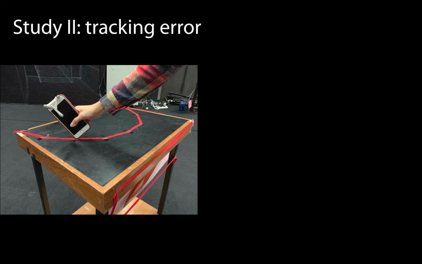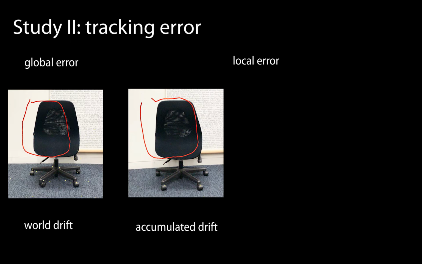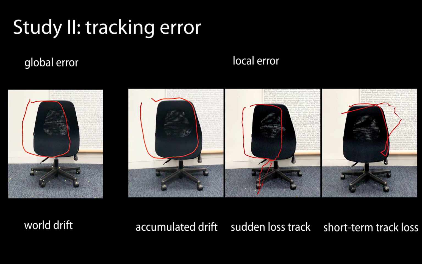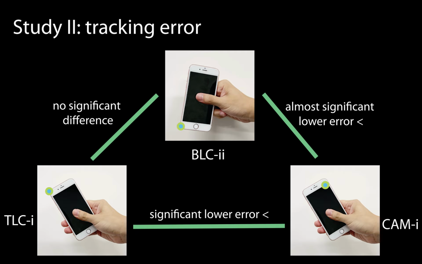We created 3D curves with a mobile phone using ARKit in scenarios similar to study 1. A mocap system is used to get ground truth data. We categorized errors into global world drift, local accumulated drift, local sudden track loss, and local short-term track loss. Among the top 3 preferred pairs, global world drift and local accumulated drift happen frequently. We found the choices of input point and phone grip have an effect on tracking errors.